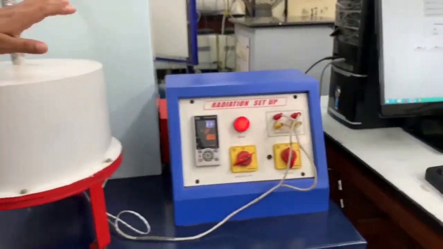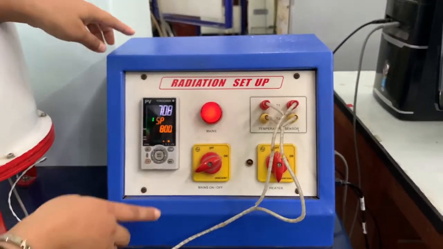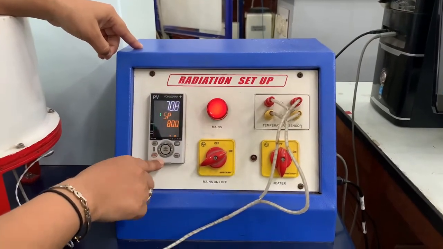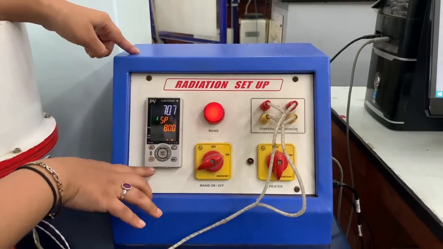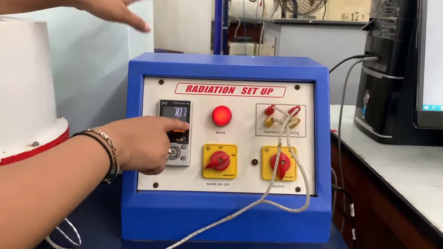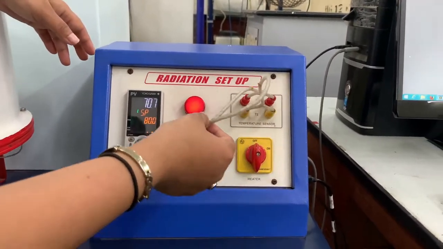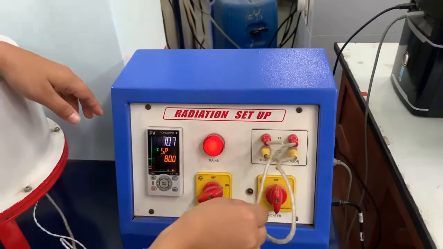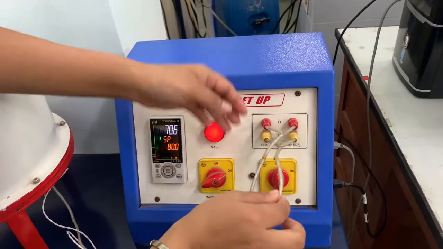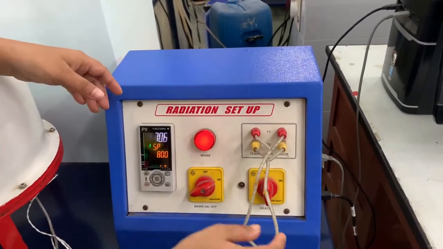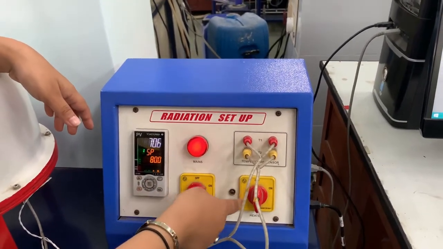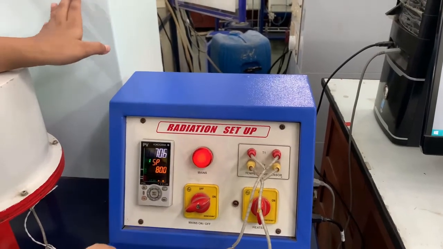Now this is the control panel of this experiment. Here you can see the set point. From here and from the computer you can set the temperature of the water of this reservoir, and this is the actual temperature of the water. Now these are the temperature sensors. T1 checks the temperature of the hemisphere, and this one checks the temperature of the disk. This is the main switch on and off, and this is for switching the heater inside the water on and off.